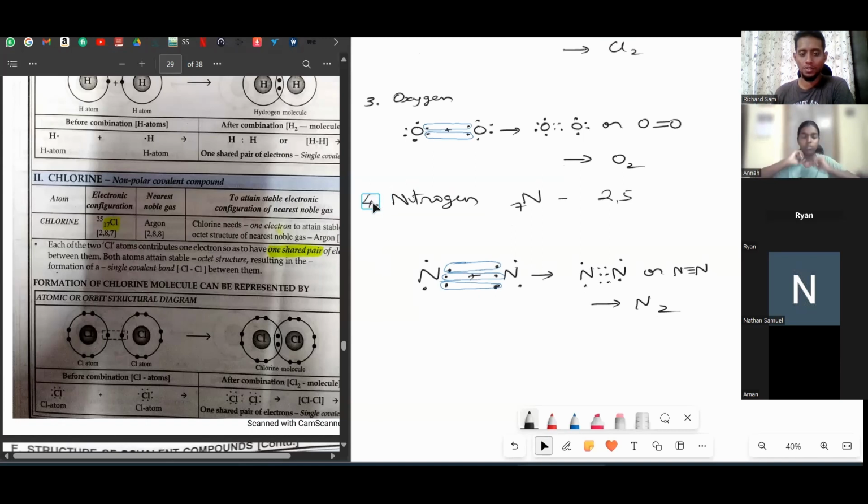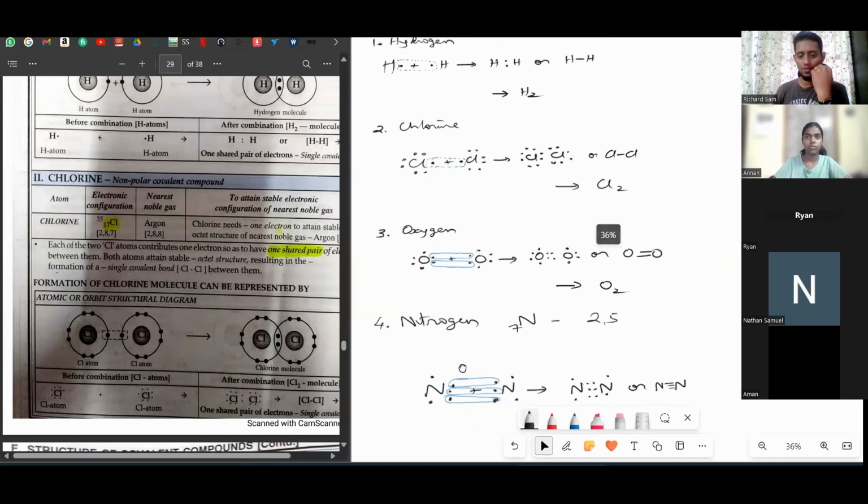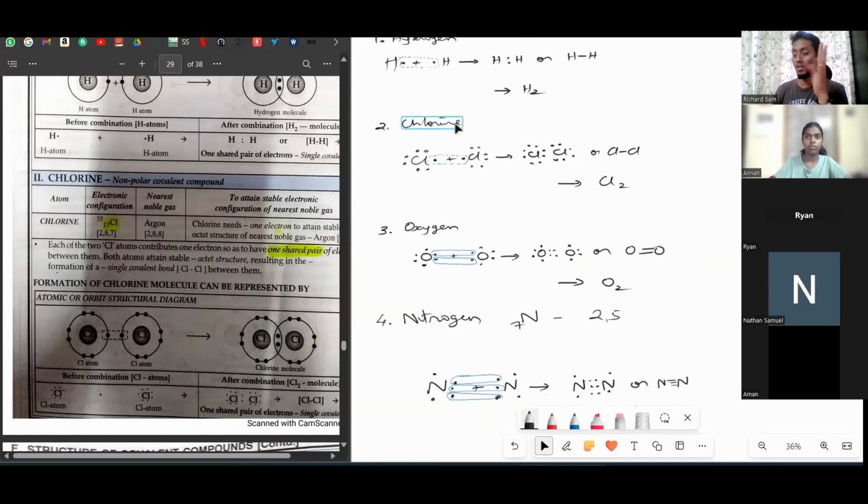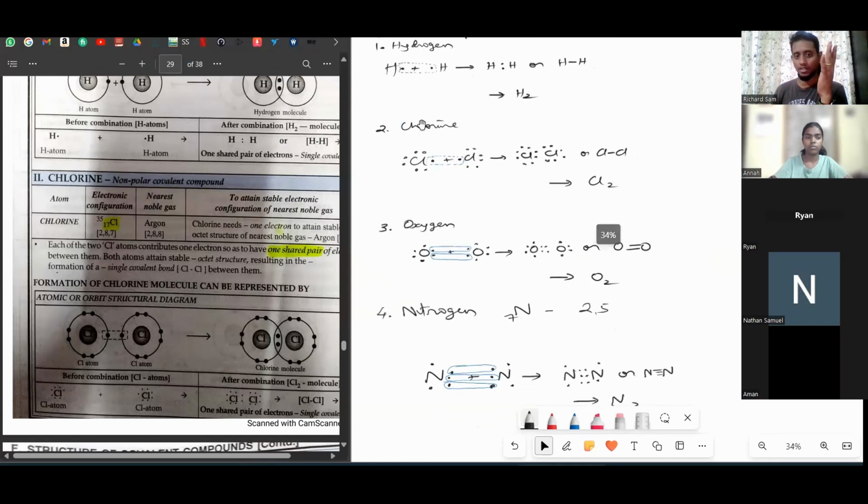Okay, so the fourth one we see is nitrogen. Nitrogen has 5 electrons in the outermost orbit. So it needs 3 more electrons. So to get 3 more electrons, it shares 3 of its electrons, and that way it gets 8 electrons in the outermost orbit. Right? 5 plus the 3 which is from the other nitrogen. And this is the electron dot diagram for nitrogen. So we have seen electron dot diagrams for 4 elements: hydrogen, chlorine, oxygen, and nitrogen.